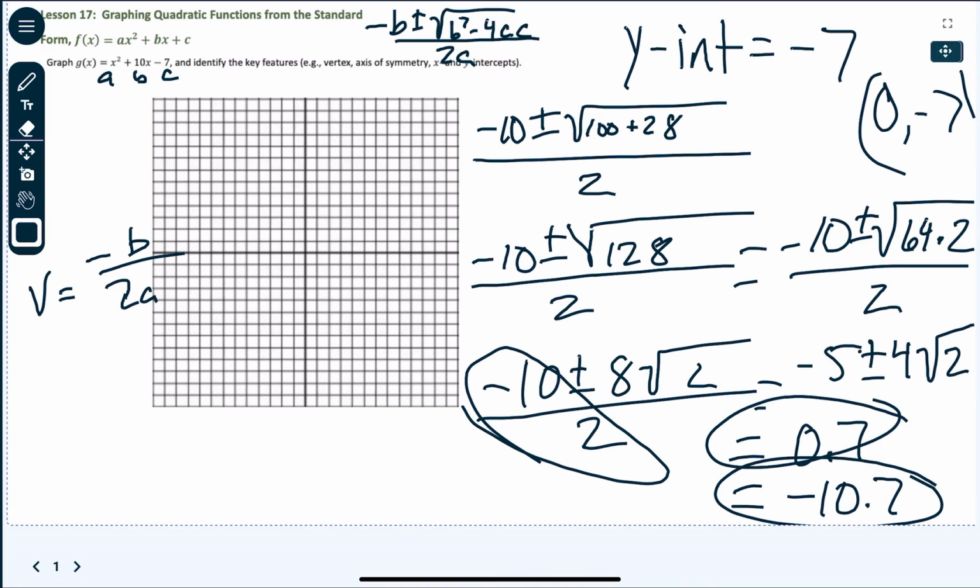And what was it? Negative 5. How's that a vertex? How's negative 5 a vertex? It's not a vertex. That's the x of the vertex. How else could we have found that? How else could we have found that? Think about finding your x. How could we do that?